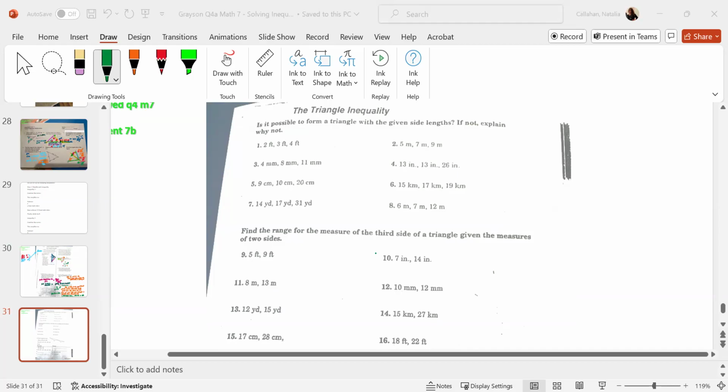Is it a possible form of a triangle with the given sides? If not, explain why. 2, 3, and 4, correct? 2 plus 3 is greater than 4. Yeah? Is 5 greater than 4? Yeah, you can do that. You can say yes, the sum of the two sides is greater than the third side, correct? So just write sum of two sides, in parentheses 2 plus 3, is greater than the third side. And the third side is 4.